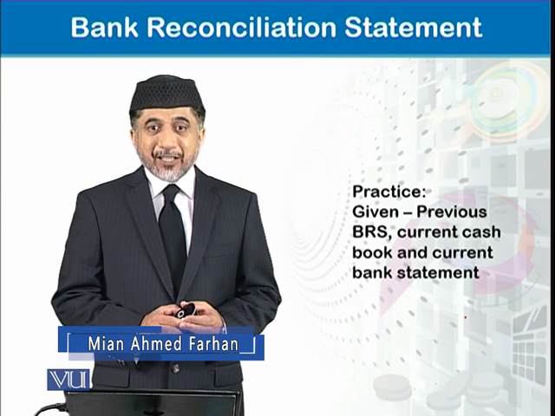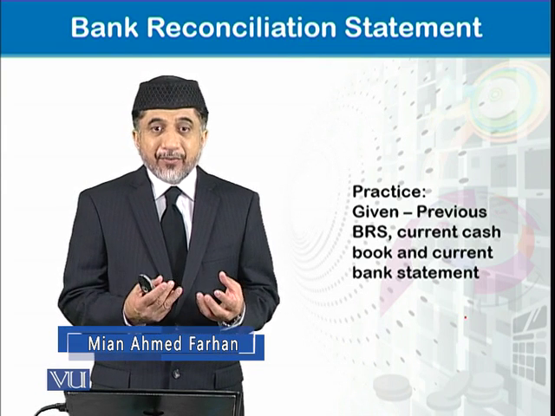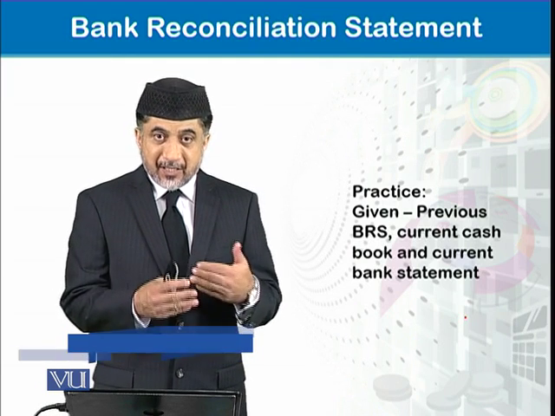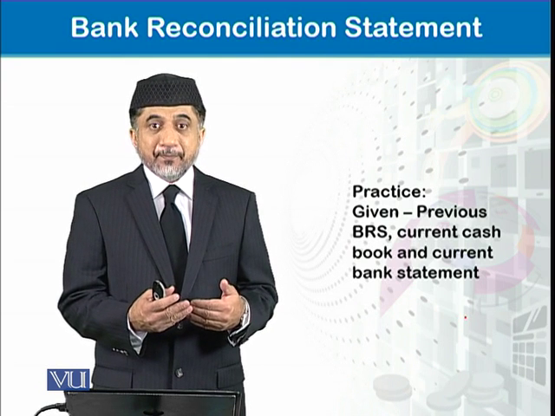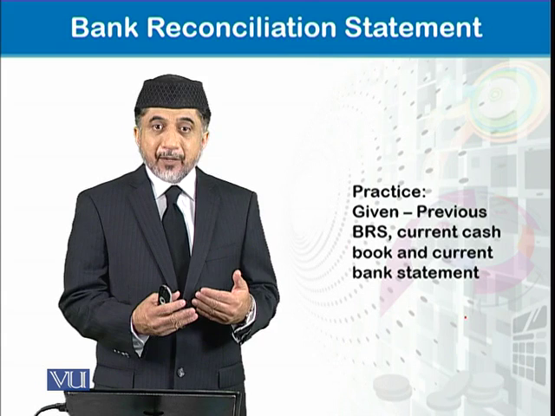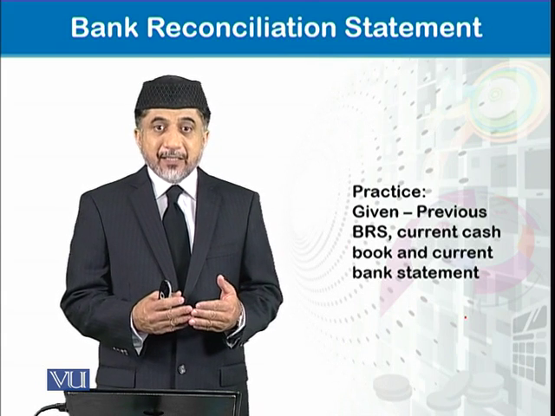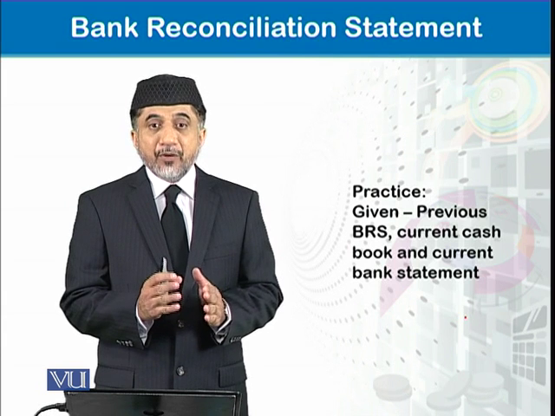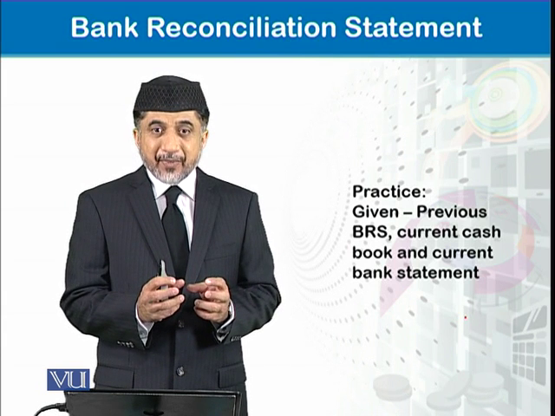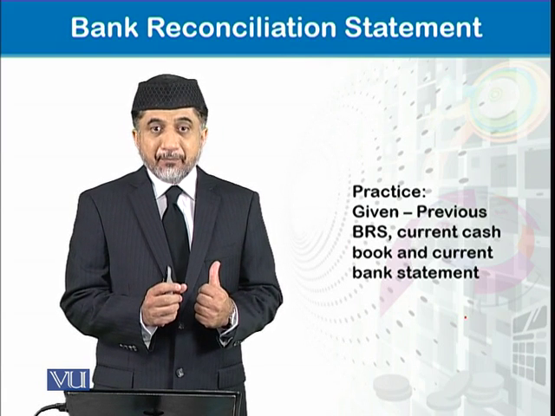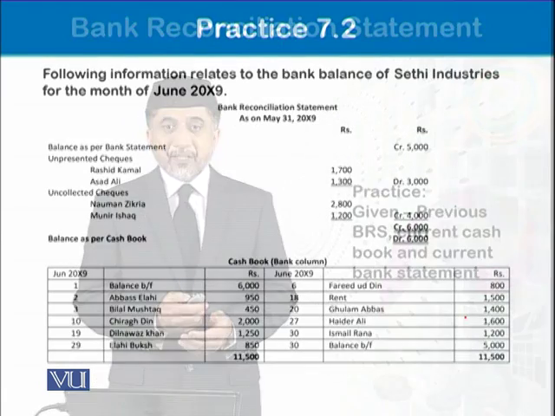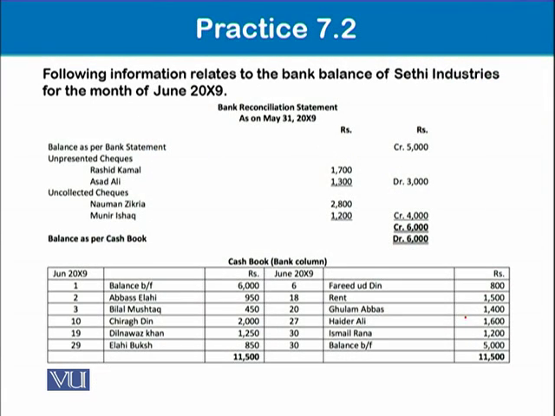And in this practice, we will see that although we have the current cash book, current meaning the current month's cash book for which we are preparing the bank reconciliation statement, and the bank statement as well for that period, at the same time, we'll have some information with us through the previous period's bank reconciliation statement. So let's see. The following information relates to the bank balance of City Industries for the month of June 2009.